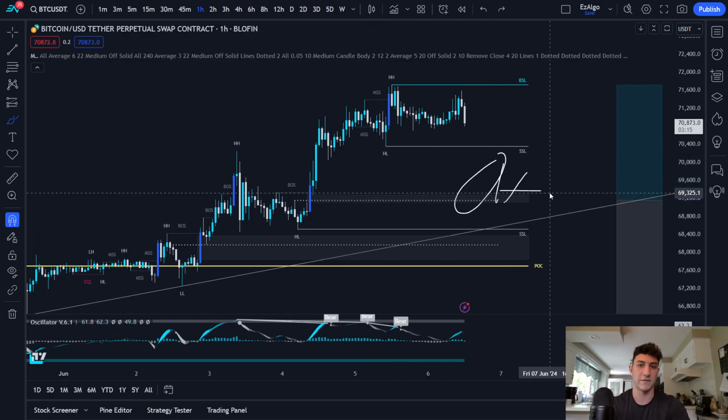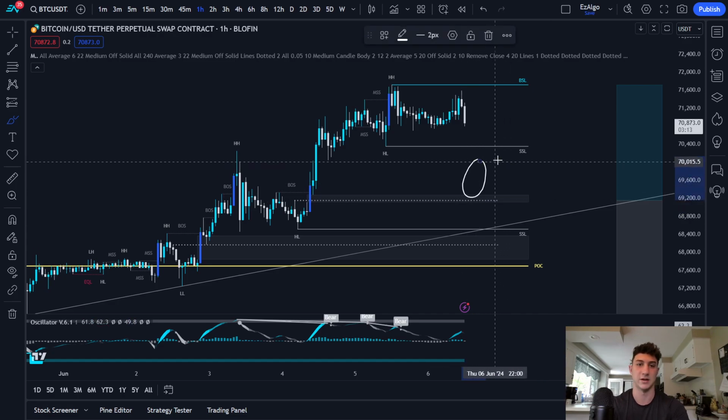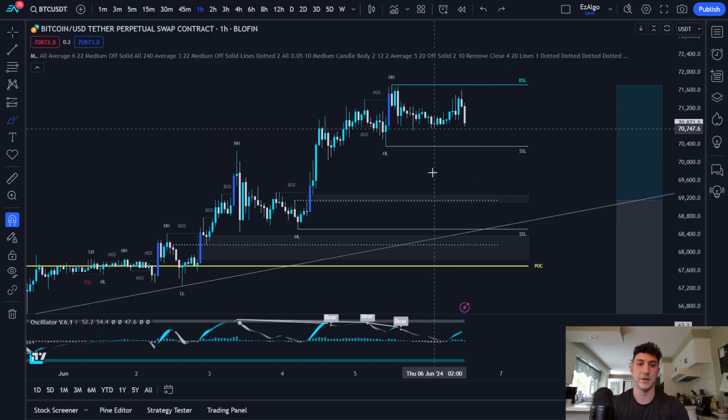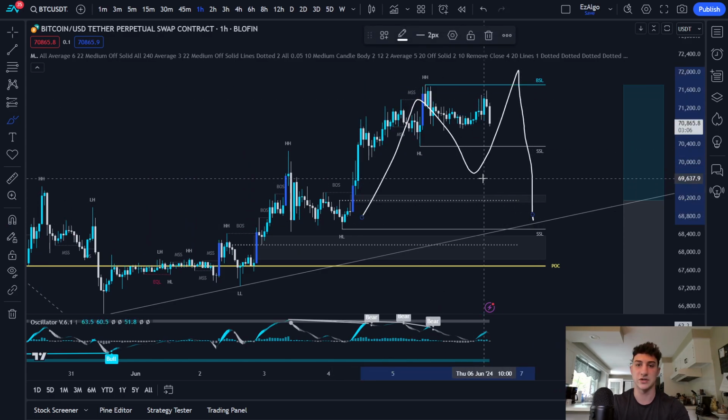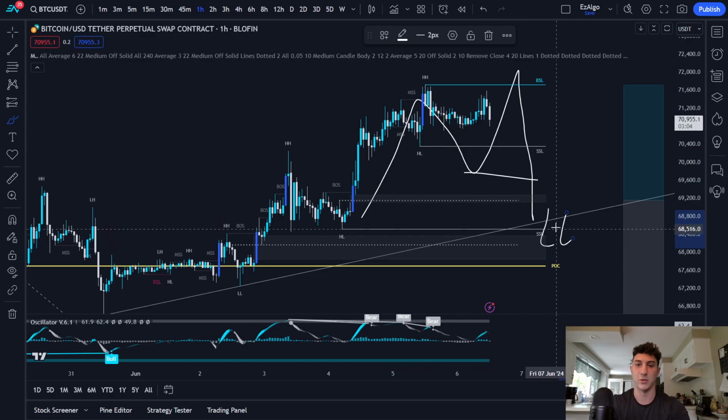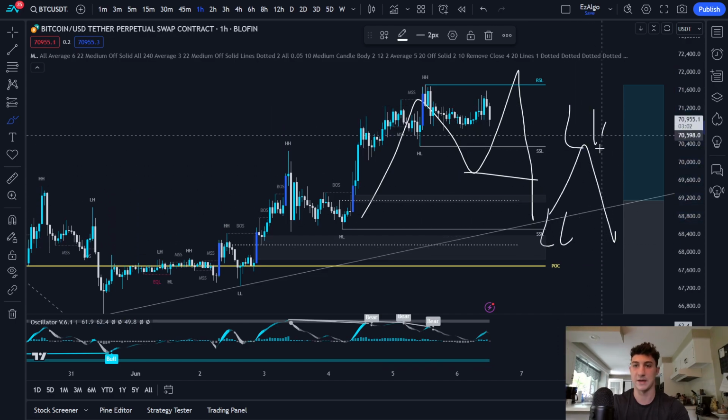Obviously, you need to wait for confluence. You can't just long randomly when price is at a certain level. But you can anticipate for the structure to continue the trend until you see that market structure shift with lower lows. And at that point, you can anticipate lower highs.